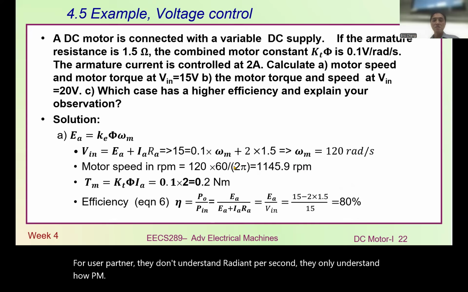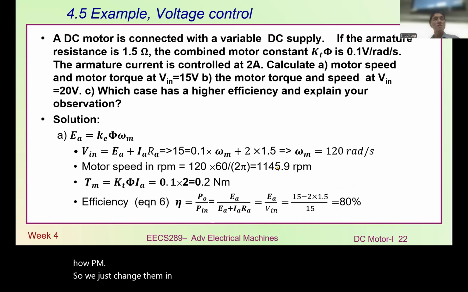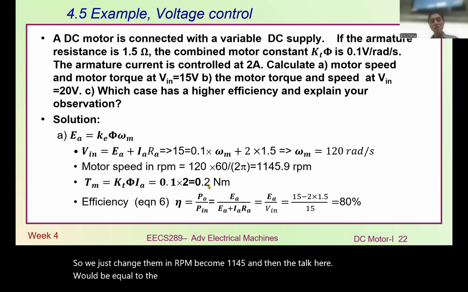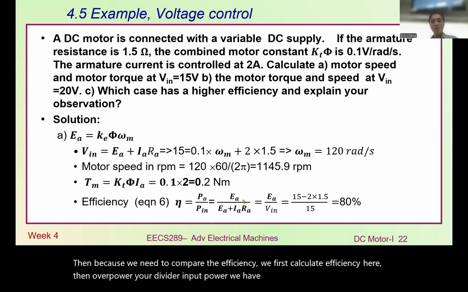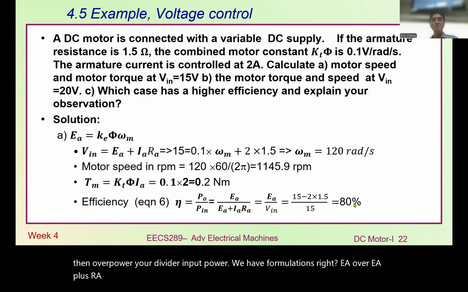So we just change them in RPM, become 1145. And then the torque here will be equal to the torque constant multiplied by current, equal 0.2 Newton meter. And then because we need to compare the efficiency, we first calculate efficiency here, then output power divided by input power. We have formulation, right? EA over EA plus IARA, which now we got 80%.